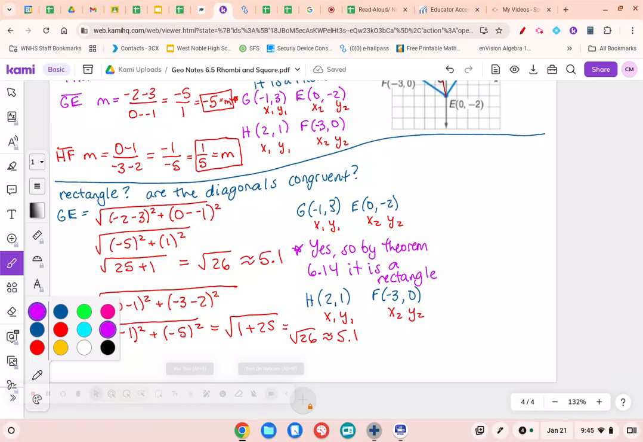And guys, this is really similar to the first one we did together because this is a rhombus and a rectangle, so this shape is also a square. If it was not both, if this, say, was not congruent diagonals, then it would not be a square, it would just be a rhombus.